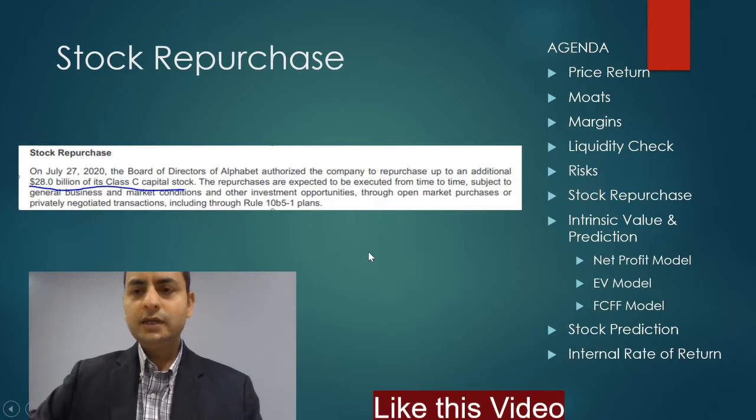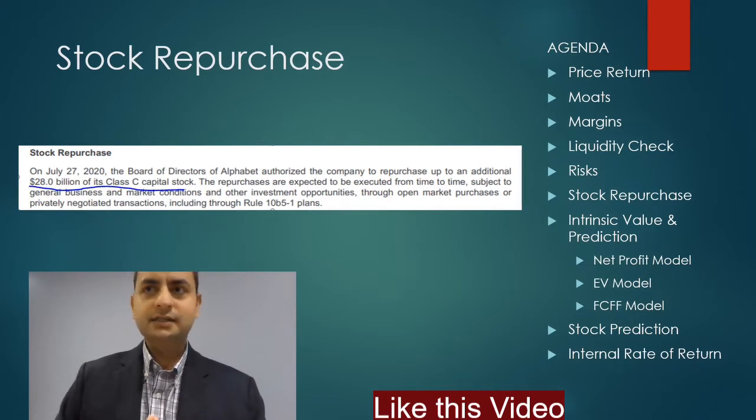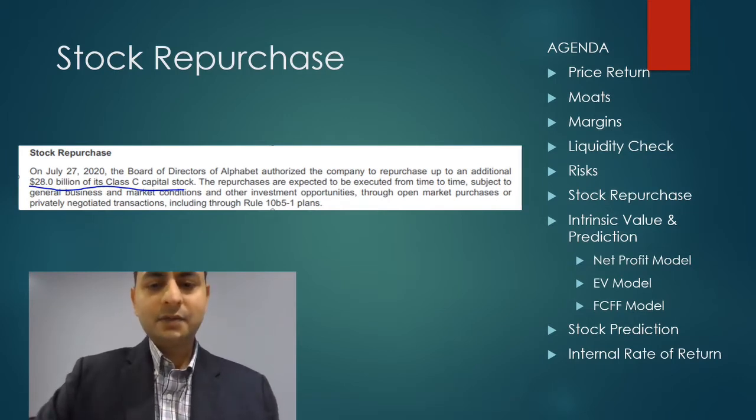Now let's look into the intrinsic value. For that, I'll summarize it, but I will show you my spreadsheets and go over that. So let me pull the spreadsheet out.